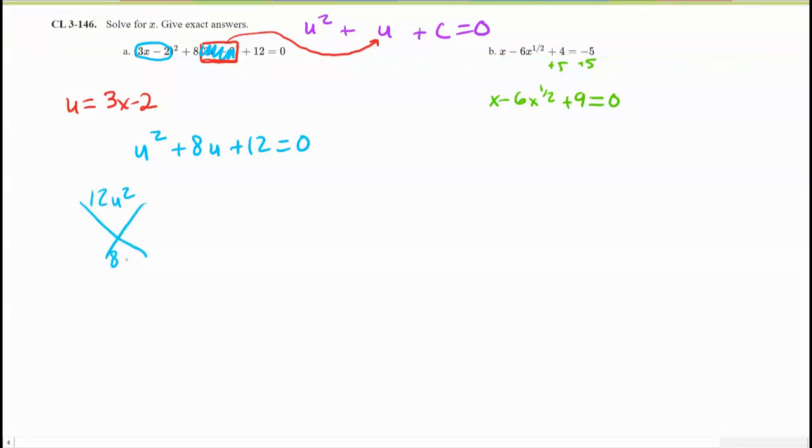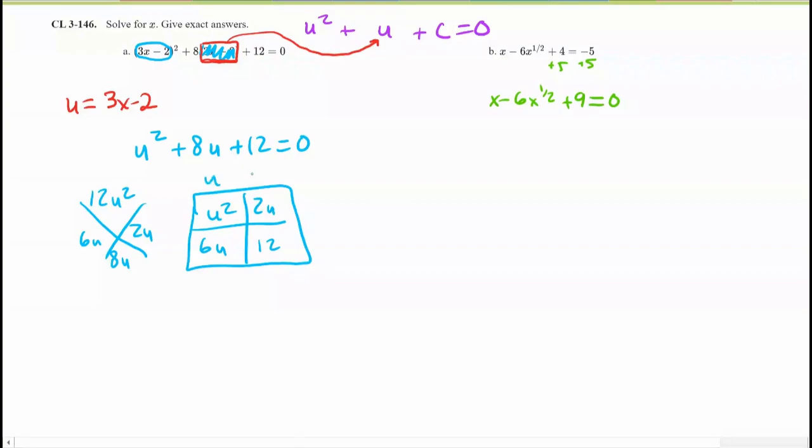If you need practice with the diamond and box, I'd recommend making sure you get that, because you're going to need to factor a lot just in pre-calculus and calculus going forward. So make sure you know how this is all done when you're going through these problems. So this factors to u plus 2 times u plus 6 equals 0. I set each of them equal to 0 here, and so I get u equals negative 2 and u equals negative 6.